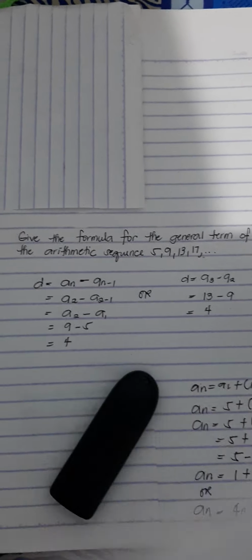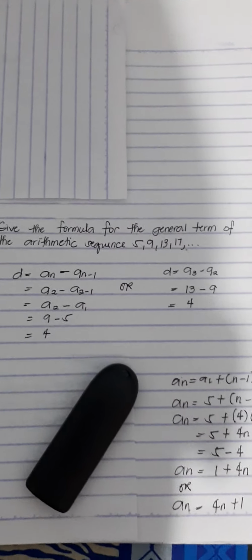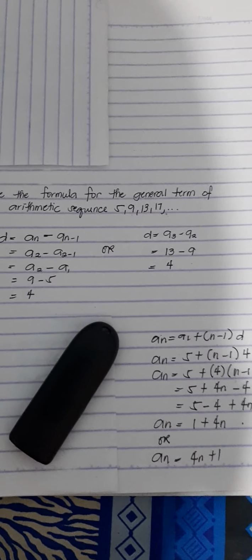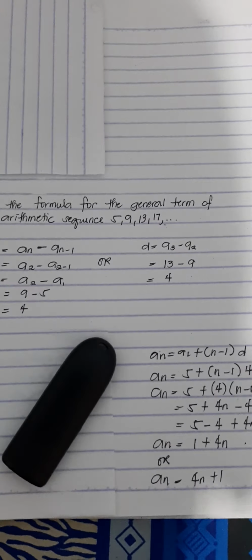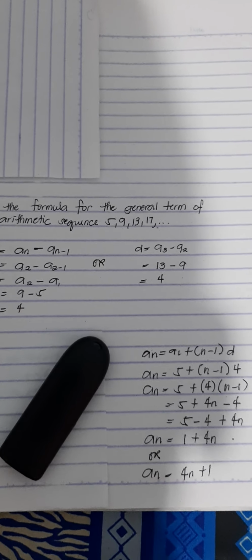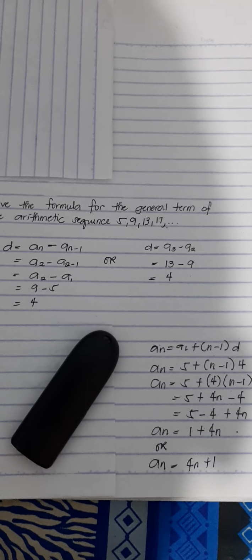So what if you are asked to give the formula for the general term of the arithmetic sequence? For example, we have 5, 9, 13, and 17. How are you going to find its formula? Okay, so I will show you the process. We can have different ways in finding its formula, but it's up to you what to adopt. So here I will just show you another way of finding it.